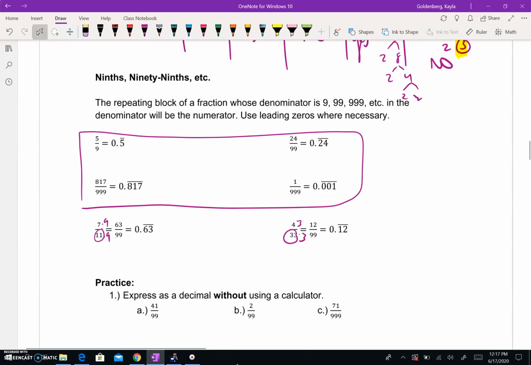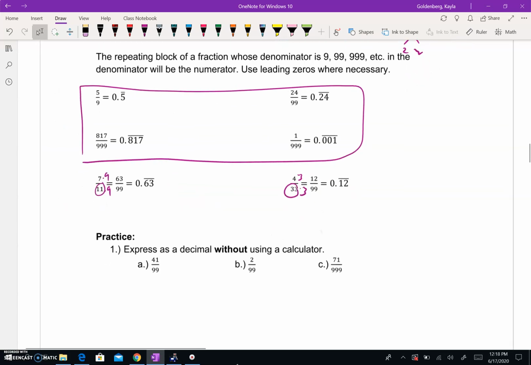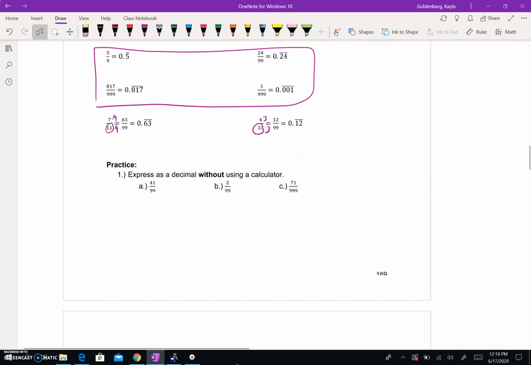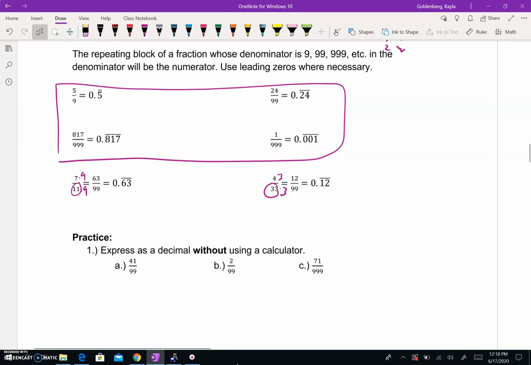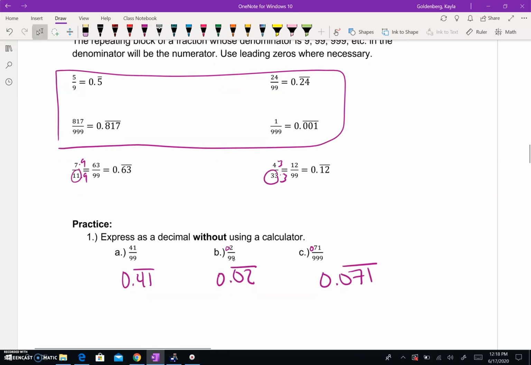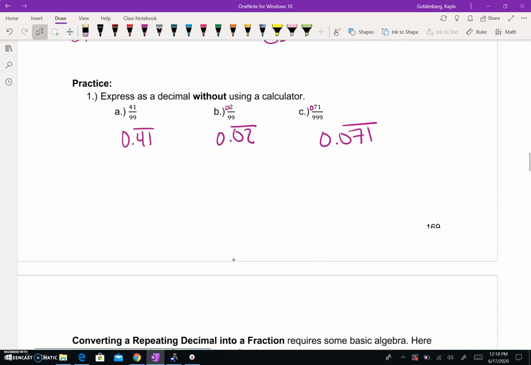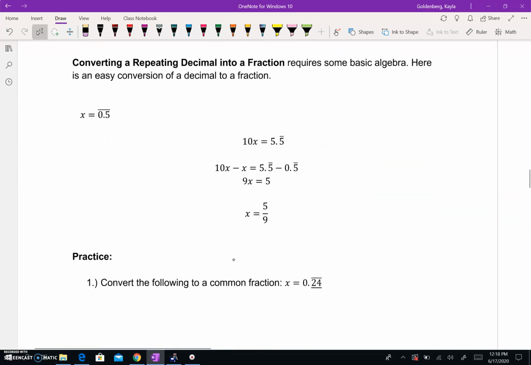And I've already talked through what the repeating pattern is here. So what I want you guys to do is try those 3 examples at the bottom using the pattern that we already saw. So go ahead and pause, unpause when you're ready to check. Okay, there are your answers. Notice I had to put a 0 as a placeholder in front if they didn't have the same amount of digits as the denominator.